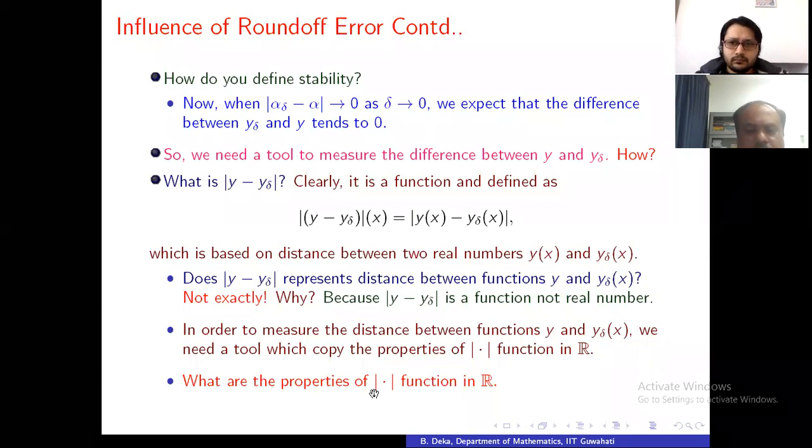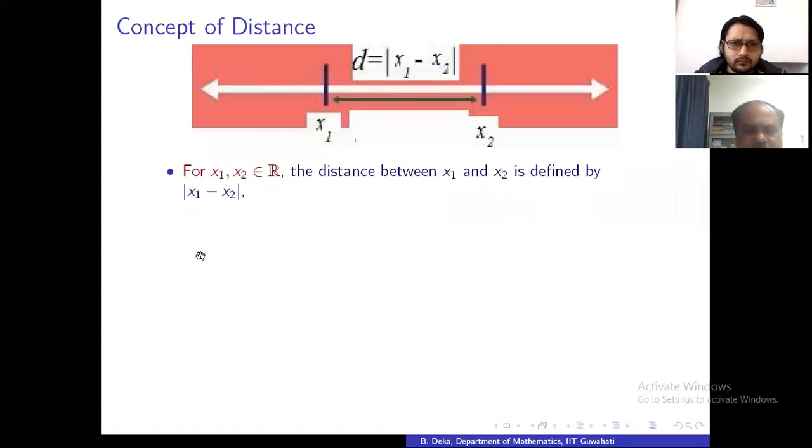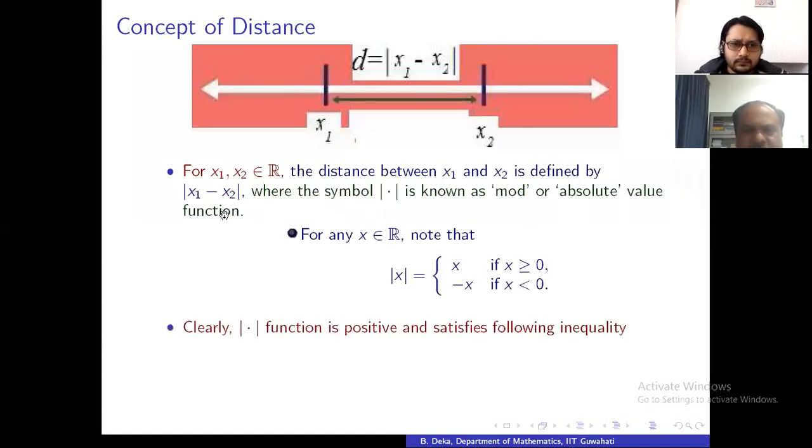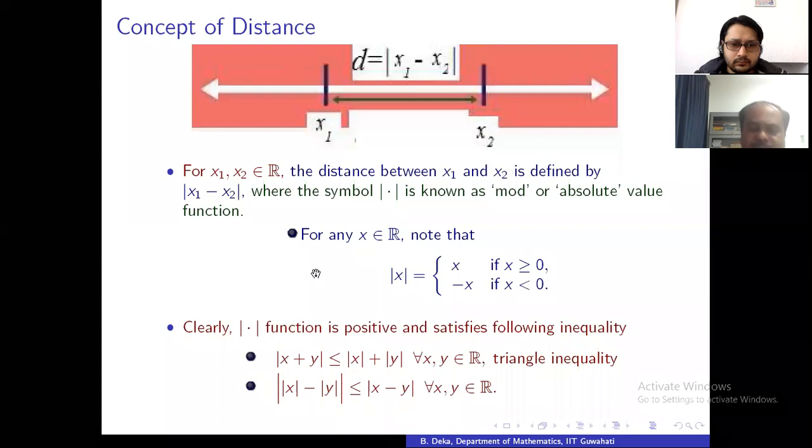So now, what are those properties? If x1 is a real number and x2 is a real number, then the distance between these two is defined by mod of x1 minus x2, and it satisfies the triangle inequality and this property. So the distance between two points is defined by the mod function, and it satisfies certain properties, like the triangle inequality.